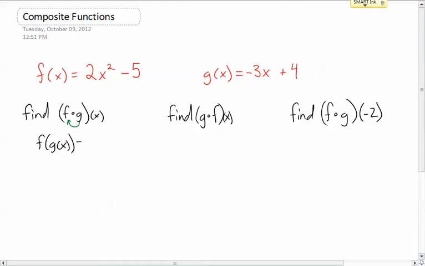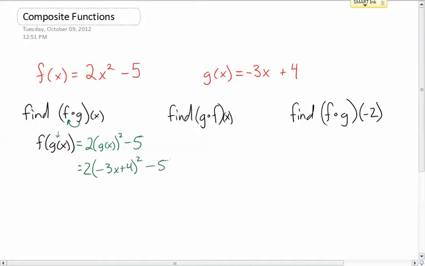Alright, so let's say equals. I'm going to copy down f exactly how it is, except instead of x, I'm going to replace it with g of x. So I'm going to write down 2 times g of x squared minus 5. Just like any good Algebra 1 student, I replaced the x with g of x, in parentheses. Now at this point, I know what g of x is, and so I can rewrite this as 2 times negative 3x plus 4 squared minus 5.